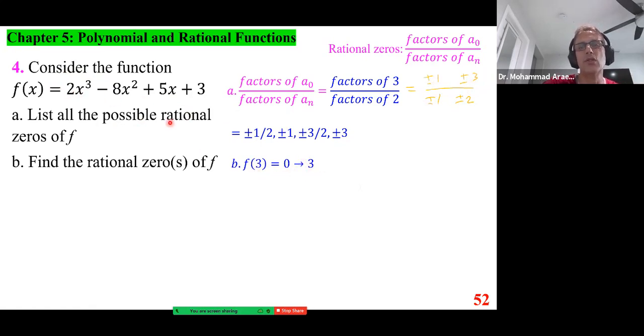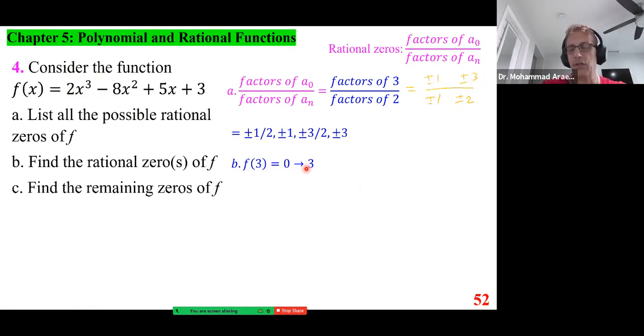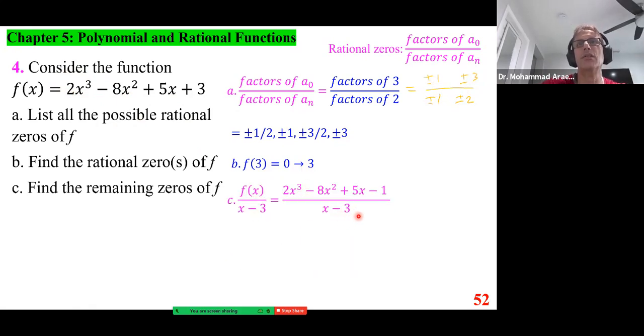That means this is divisible by x minus 3. That's the meaning of it. To find the remaining, we have to divide this by x minus 3. I'm going to assume everybody can do that either using the long division or a synthetic division.